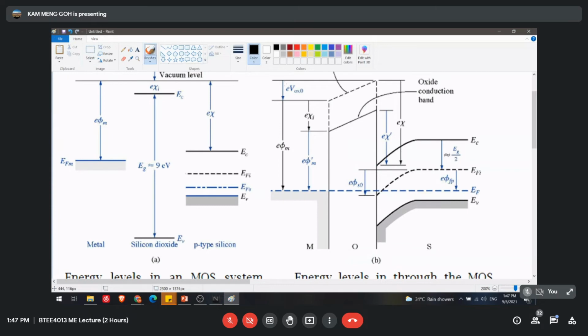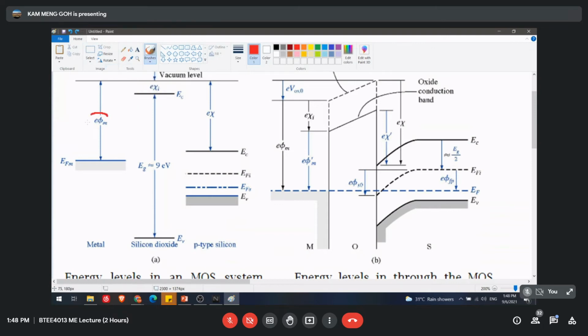Okay, so let me highlight this. So this one, oh, not transparent. No. Okay, never mind. Yeah, cannot be transparent. Okay, never mind. I try to draw in this way.